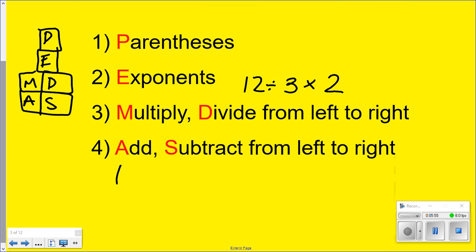If you would have this, even though addition comes first, you can still do the subtraction first. It doesn't matter with the order. You just have to go from left to right, okay? That's the hardest part for people to get, and we'll do some practice with those in a second. Does anybody have questions on this?